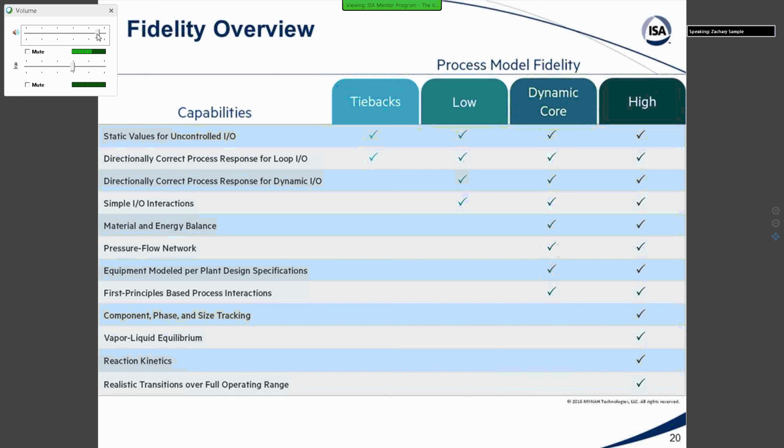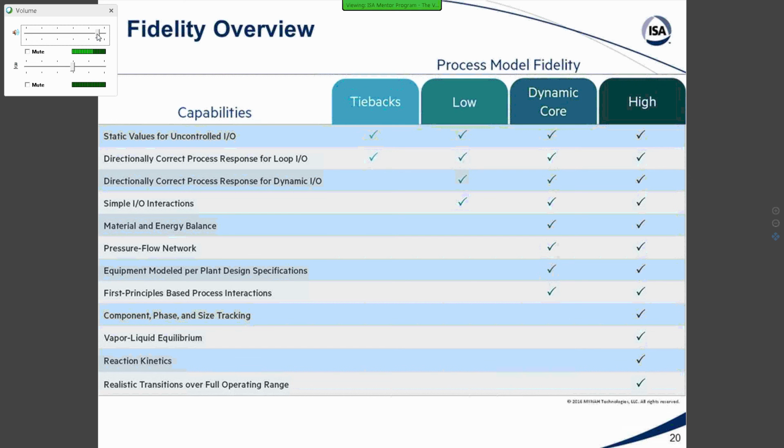Looking back at this table, you'll notice our medium fidelity, again, this is coming from our internal documentation. Ignore the dynamic core, as that's our own verbiage. But the process model fidelity is the medium fidelity. You'll notice there's a big jump at this point, where we added a lot of functionality to the process model, because once you start adding physical meaning to the model, we essentially added the material and energy balance, the pressure flow network, as I said before.